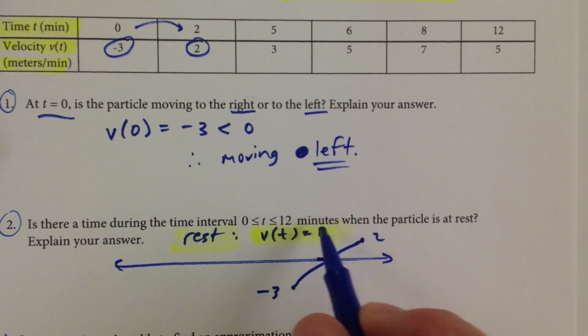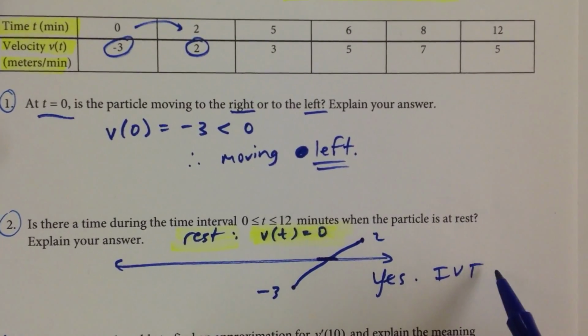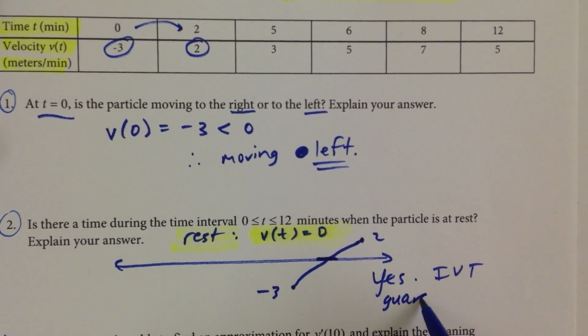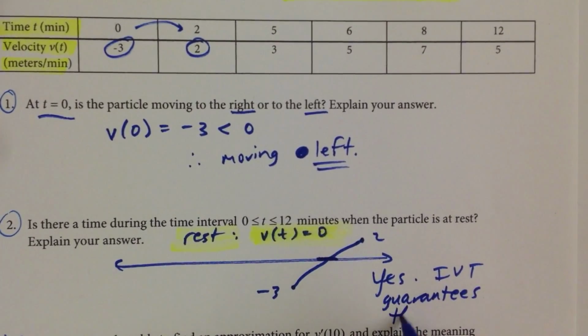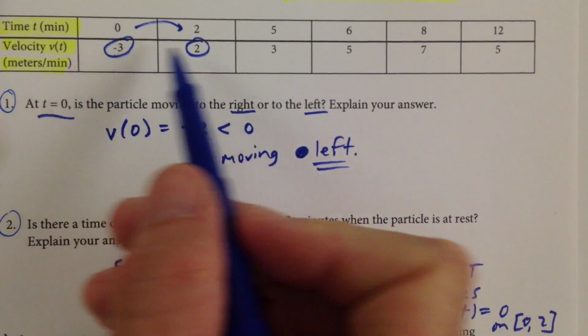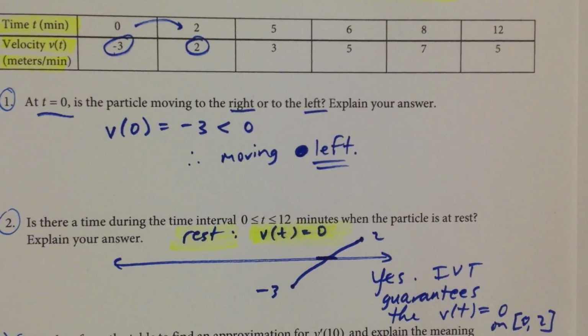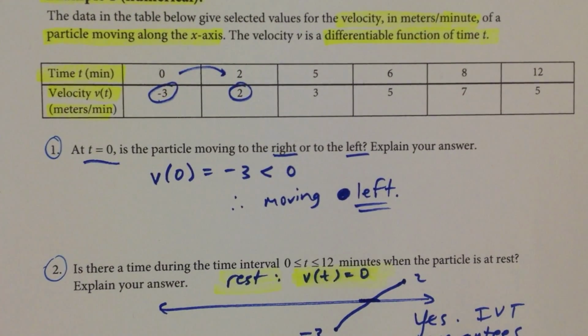So we would say yes, because the intermediate value theorem guarantees that v of t will equal 0 on the interval from 0 to 2. Because it goes from negative to positive, we're guaranteed. Okay, so let's take a look and see what example 2 in this same worksheet is going to have us do.